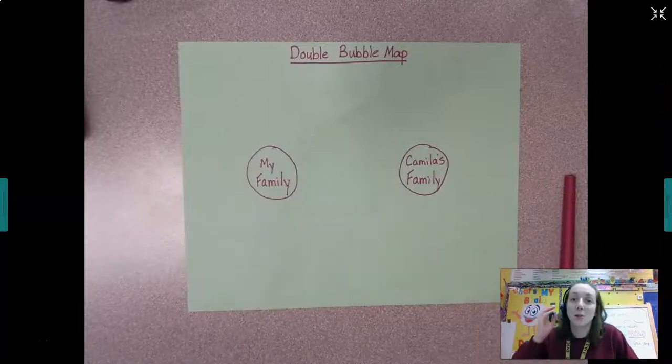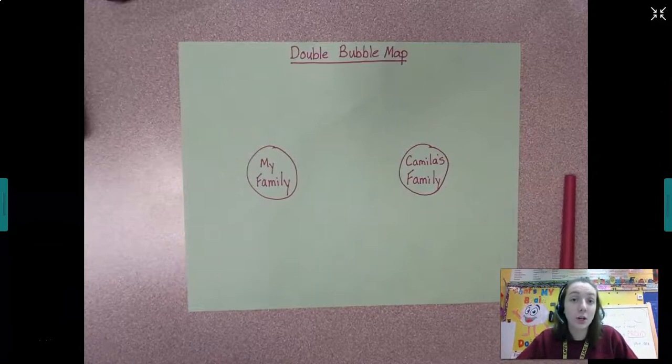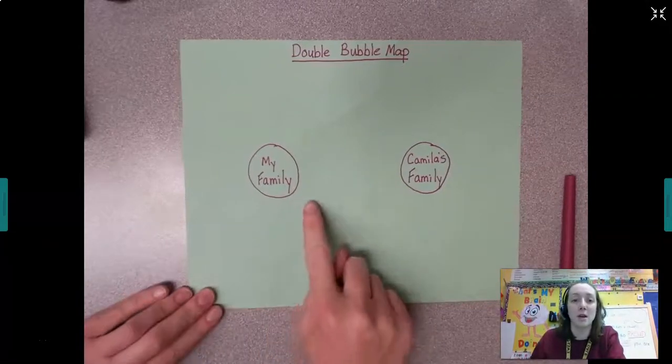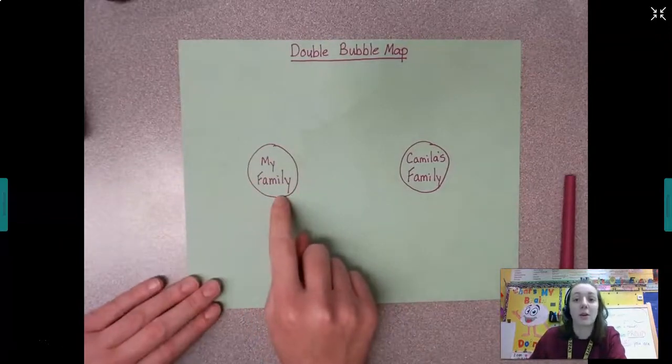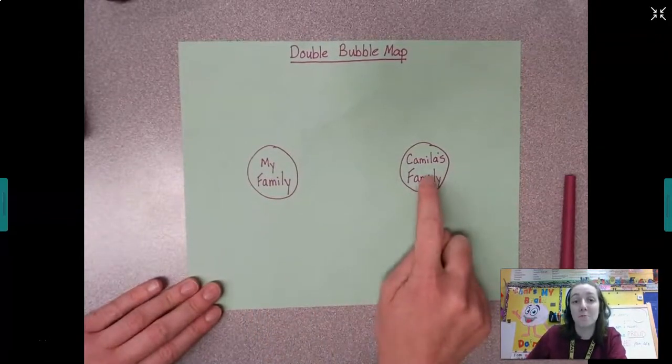Hey guys, so our target skill for my family is to compare and contrast. So we're going to do another double bubble map like we did with Henry and Mudge, comparing an animal with Mudge. Okay, so this week our double bubble map is going to be your family, and you're going to compare and contrast with Camilla's family from the story.